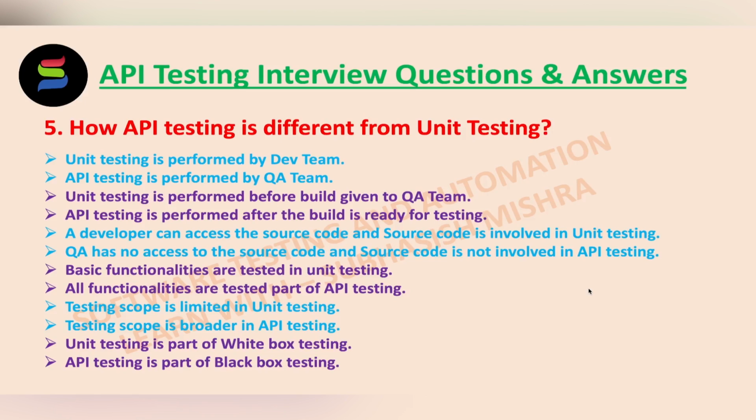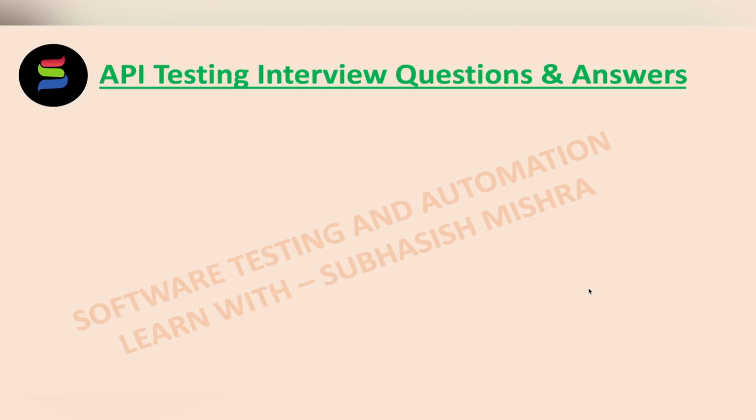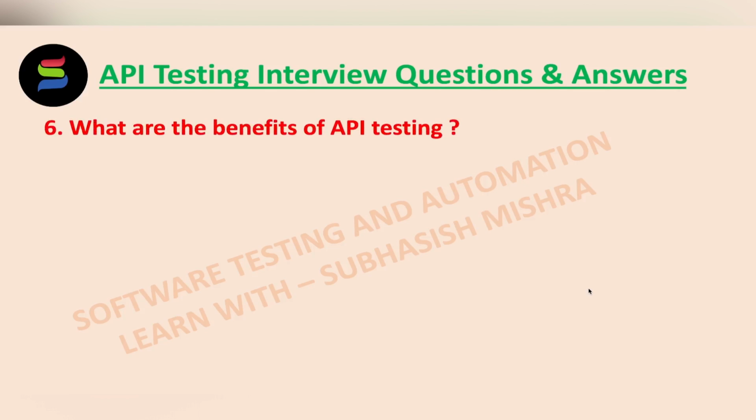Unit testing is part of white box testing. API testing is part of black box testing. So these are the differences between your API testing and unit testing. We'll move to the next question. What are the benefits of API testing?